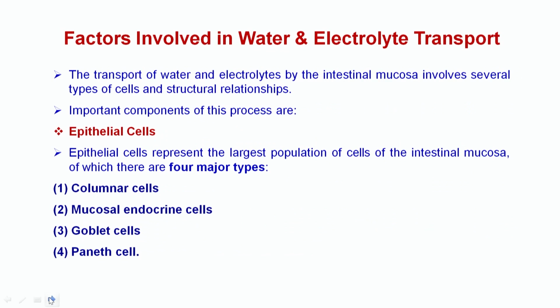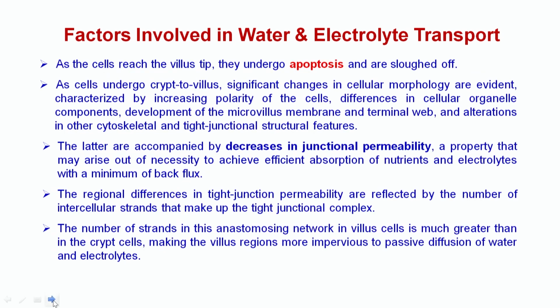The factors involved in water and electrolyte transport. The transport of water and electrolytes by the intestinal mucosa involves several types of cells and a structural relationship. The important components of this process are epithelial cells. Epithelial cells represent the largest population of the cells of the intestinal mucosa, of which there are four major types. They are columnar cells, mucosal endocrine cells, goblet cells and Paneth cells.